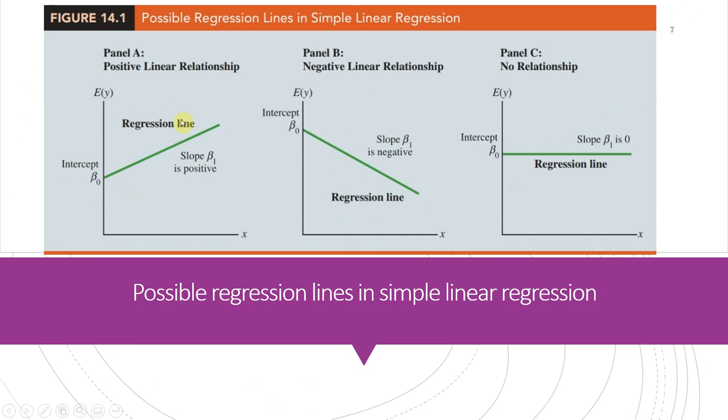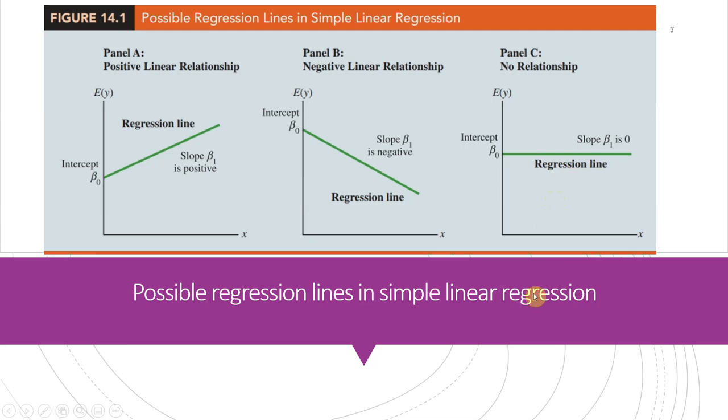So this is like one we just saw. There's a positive relationship. As X increases, so does Y. This is a negative linear relationship. So as X is increasing, Y is decreasing. And then this panel shows no relationship. So as X changes, whether it's increasing or decreasing, Y does not change. So these variables are independent.